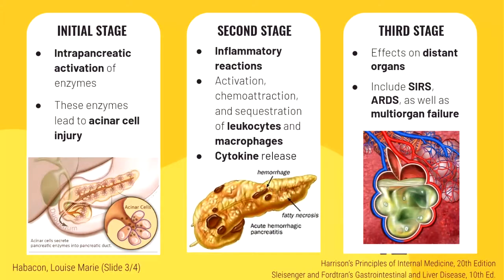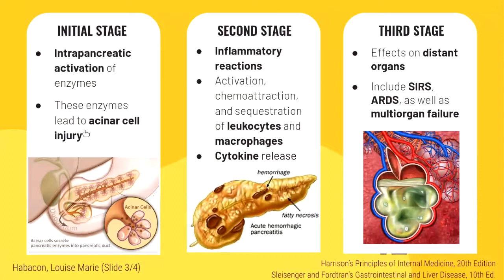These precipitating events will now lead to the pathogenesis of acute pancreatitis. Actually, what happens is that there is intrapancreatic activation of trypsinogen to trypsin. Remember that trypsin is a digestive enzyme, so it will autodigest the pancreatic tissue, which will now cause acinar cell injury.